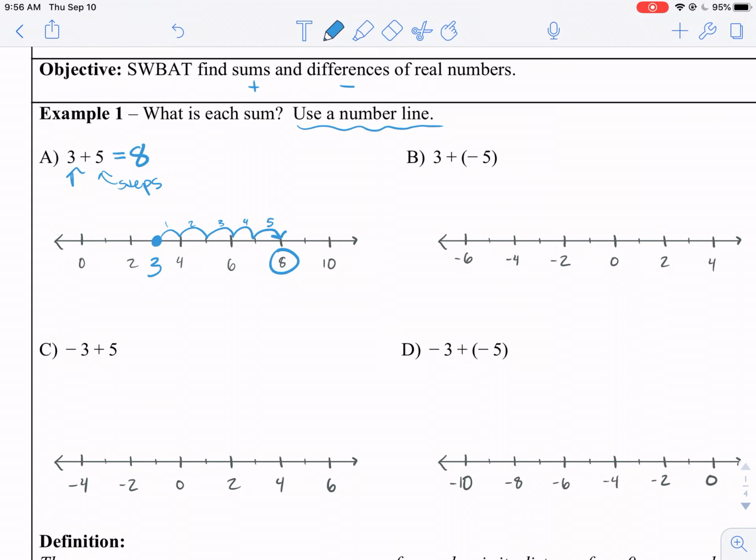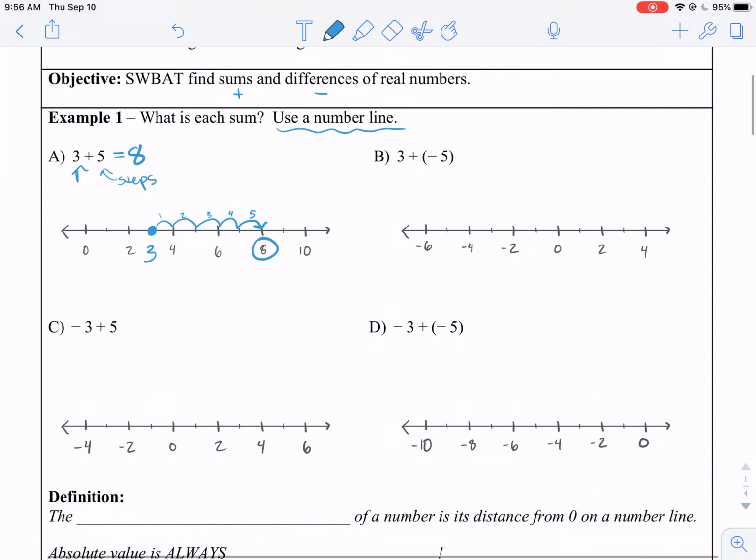Super. Now to add a negative number, you just walk in the opposite direction. We still start at 3, and then we're going to take 5 steps backwards. So you go back 1, 2, 3, 4, 5. So 3 plus negative 5 is negative 2.